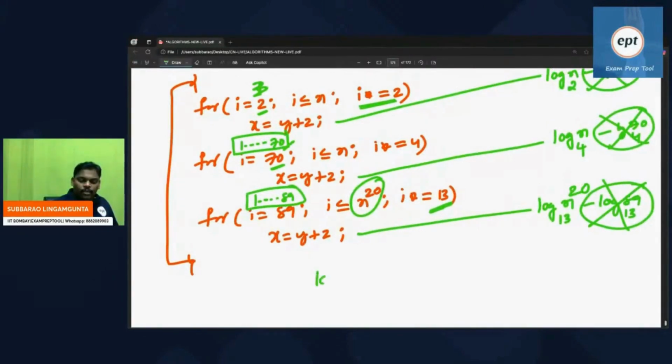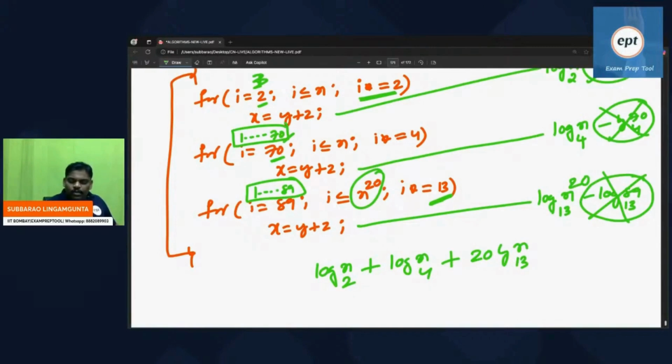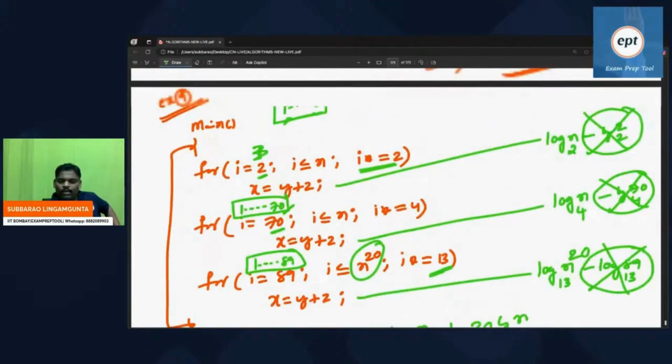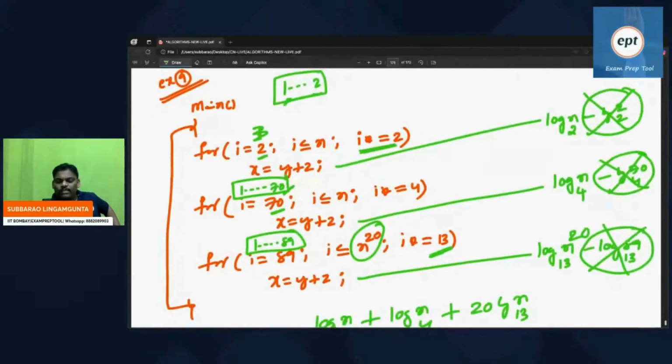the order of magnitude of the total program is log n base 2 plus log n base 4 plus 20 log n base 13. Forget about constants. If you see the bigger term, it is log n. Answer is big O of log n. You need not bother what the base is. It is the 9th problem. Answer is log n. So today, an excellent class happened.